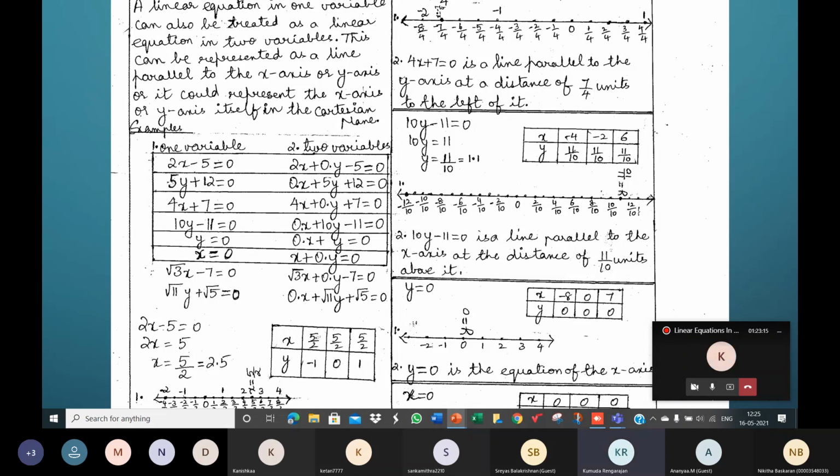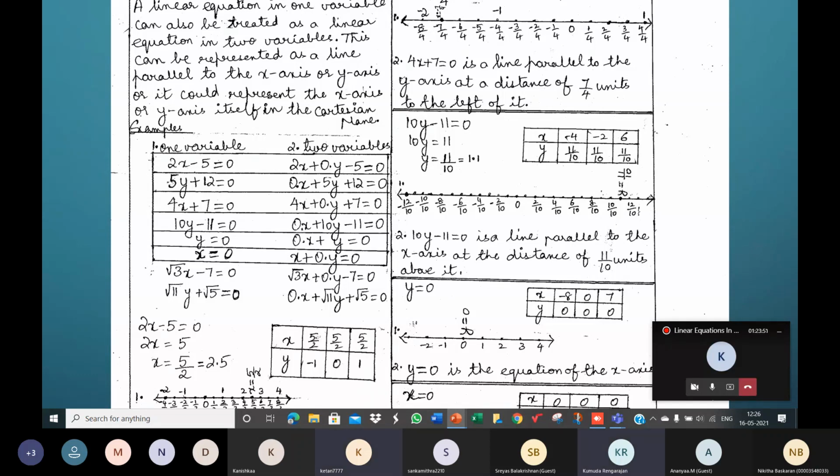Yes, now we haven't concluded. Are you able to connect the 3 points by a straight line? Yes, ma'am. Ma'am, I have marked 2.5 comma minus 1 and 2.5 comma 0, ma'am. What else do I have to mark, ma'am? What do you see here? What's this one? 5 by 2. That is 2.5. Yes.